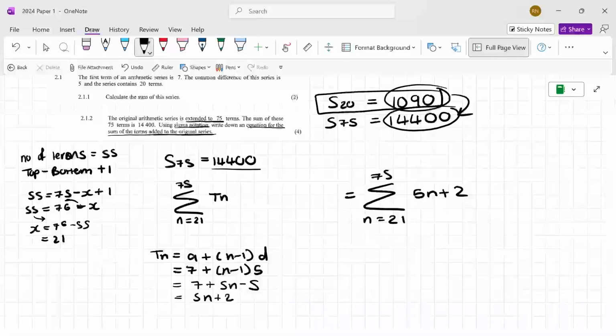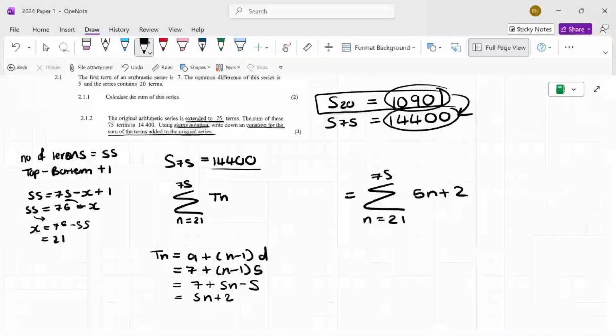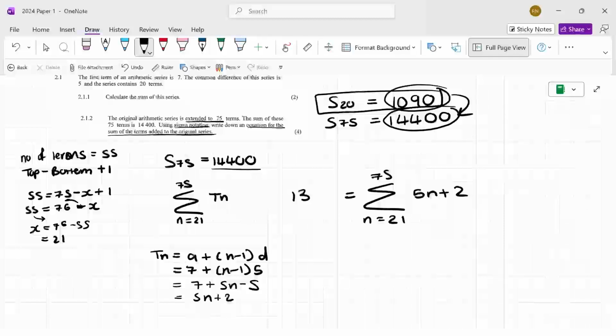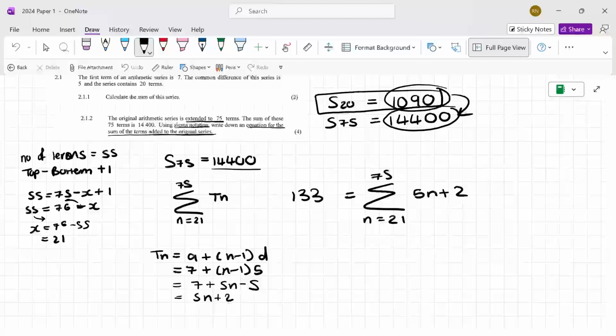Can you guys tell me how much did I add going from 1090 to 14400? How much was added? Yes, so 13,310 is how much was added.